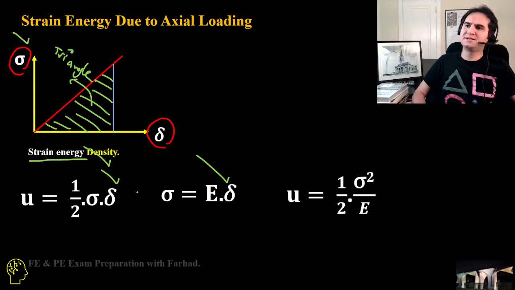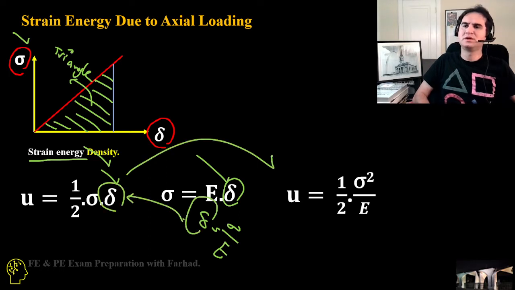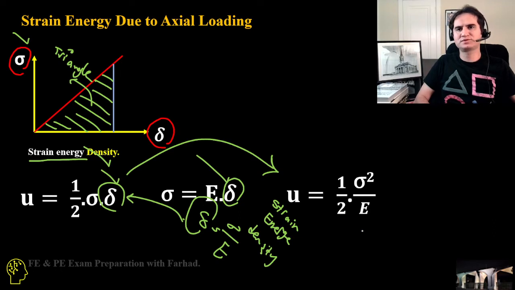And if you replace strain with sigma over E in this equation, it gives you lowercase u, the strain energy density, is equal to half of sigma squared over modulus of elasticity.